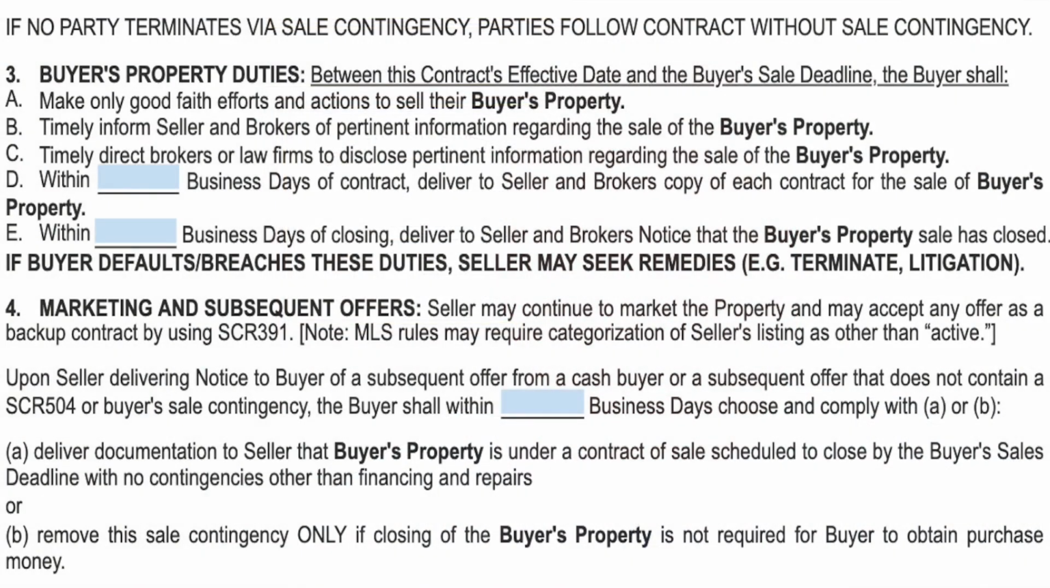Upon seller delivering notice to buyer of a subsequent offer from a cash buyer or subsequent offer that does not contain a SCR Form 504, which is what we're discussing, or buyer-sell contingency, the buyer shall, within blank business days, choose and comply with A or B. It's one or the other, okay? The buyer's property is in the process of being listed. It's being marketed. And then all of a sudden, we're under contract, and the seller gets another offer on their property, okay?